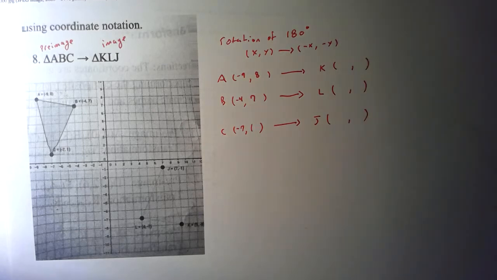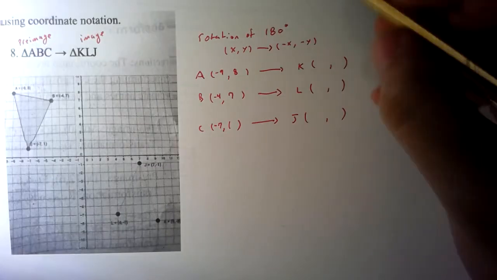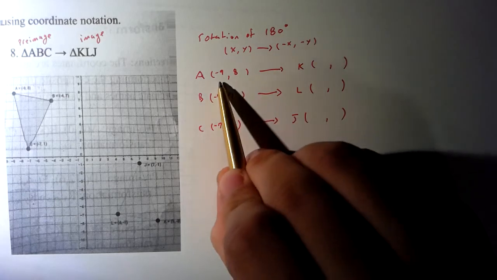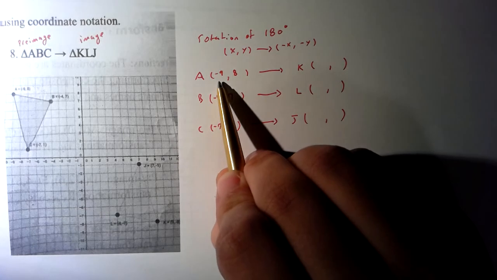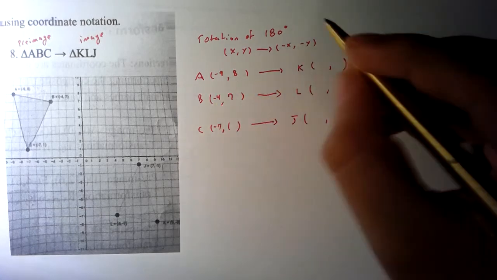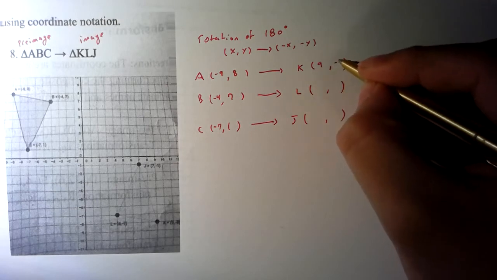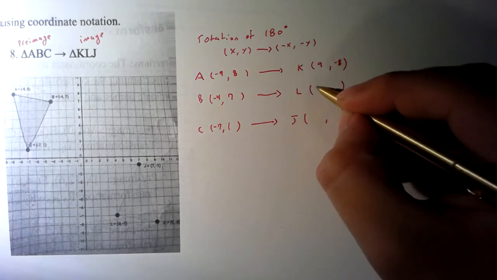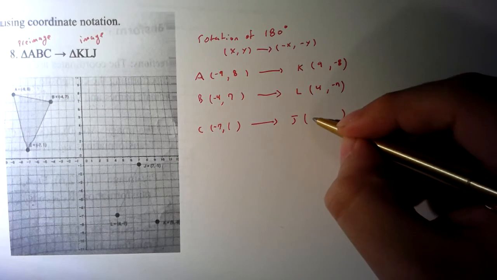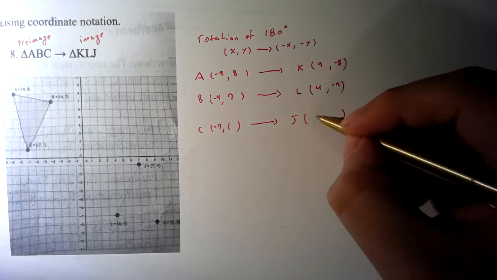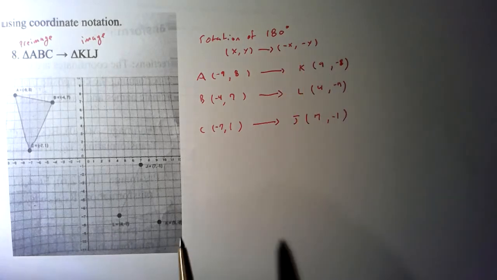Let's go ahead and check if this is true. Now, using our formula, we can see what this would produce on the right side. So we would just swap the signs for each of these. Now A would be transformed to K, which would end up being 9 comma negative 8. B would be 4 comma negative 7. And C would be transformed to J, which is 7 comma negative 1. And again, I'm just changing the signs using our formula.